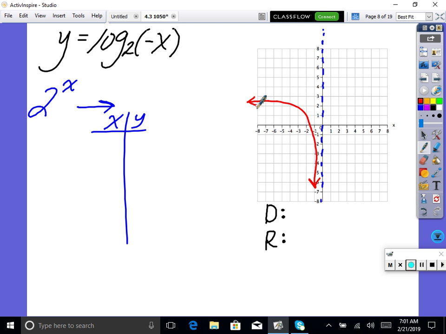So our domain this time is negative infinity up to 0, isn't it? But our range is still all real numbers. For all logarithms, no matter what, the range will always be all real numbers.